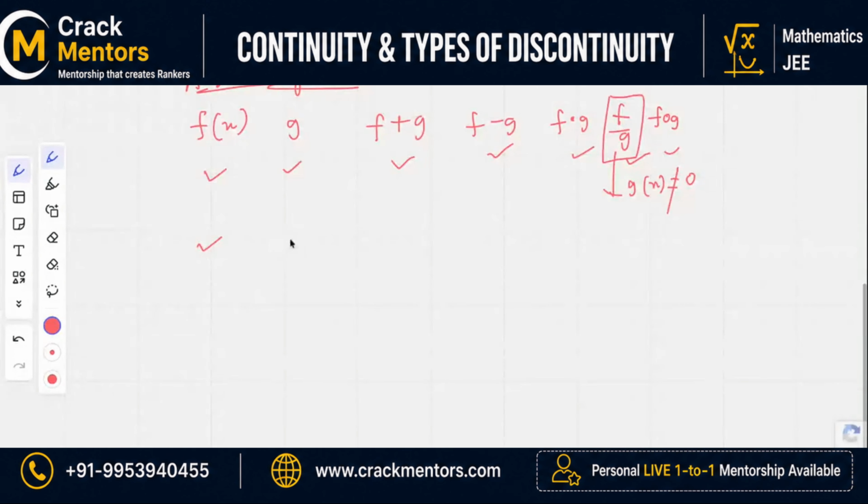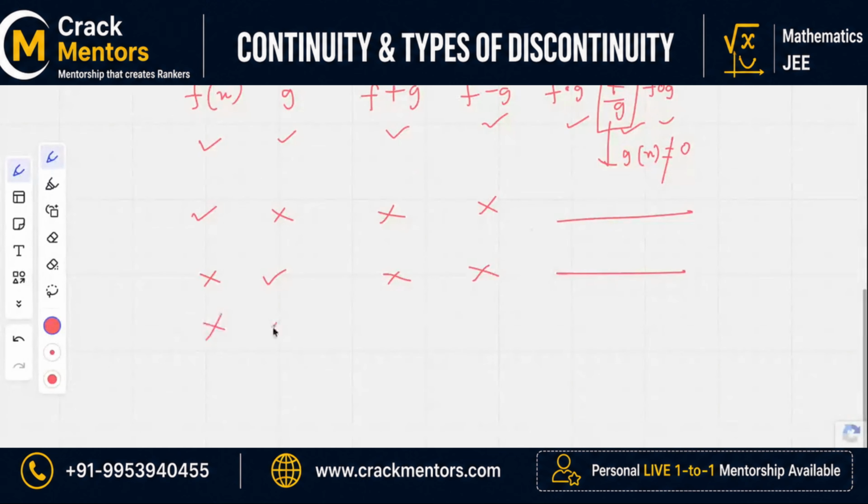Now, let's say one is continuous, other is not. So what will happen is these would definitely be discontinuous, and you cannot say anything about these three things, right? Similarly, if this is discontinuous but this is continuous, you cannot say anything about this. Cannot say meaning you will have to find it, you cannot predict. If both are discontinuous, then you cannot say anything about anything. So very important table actually.